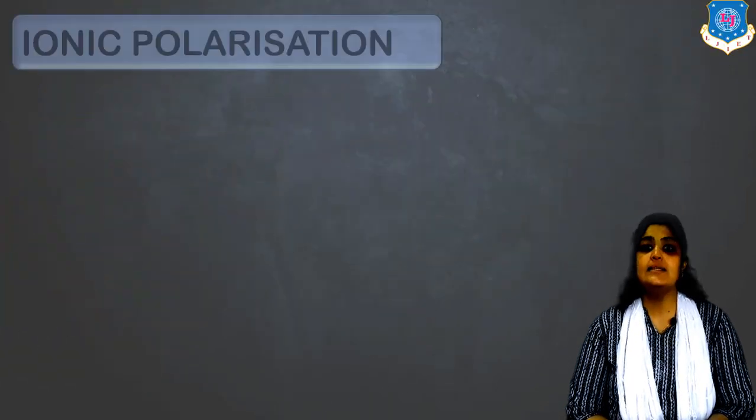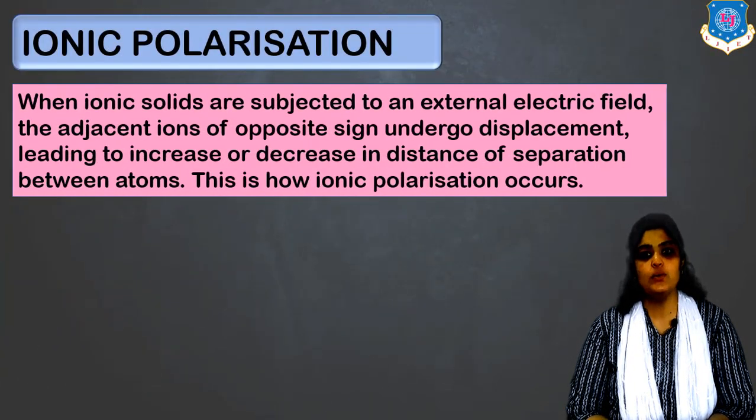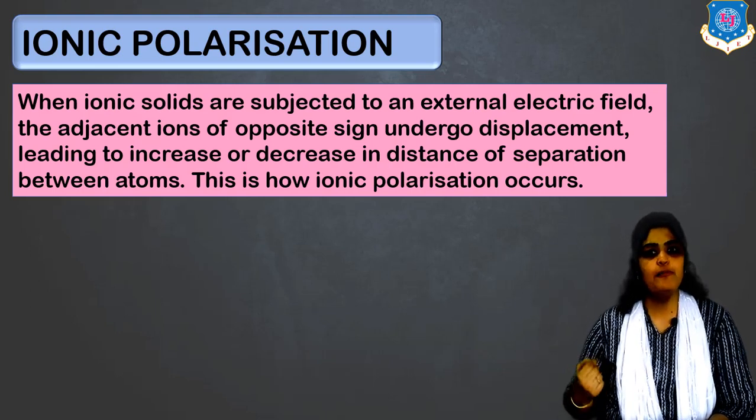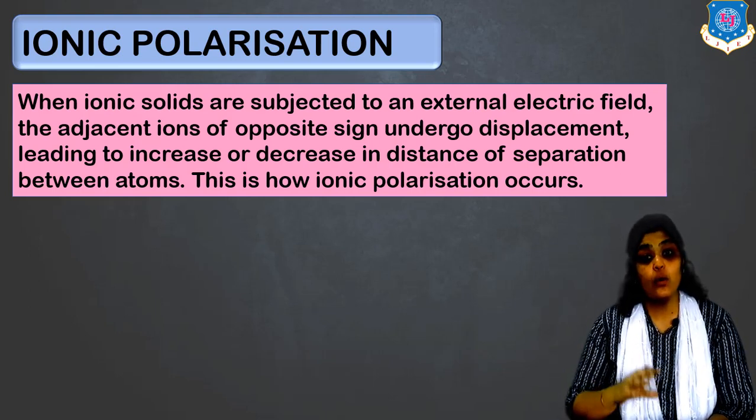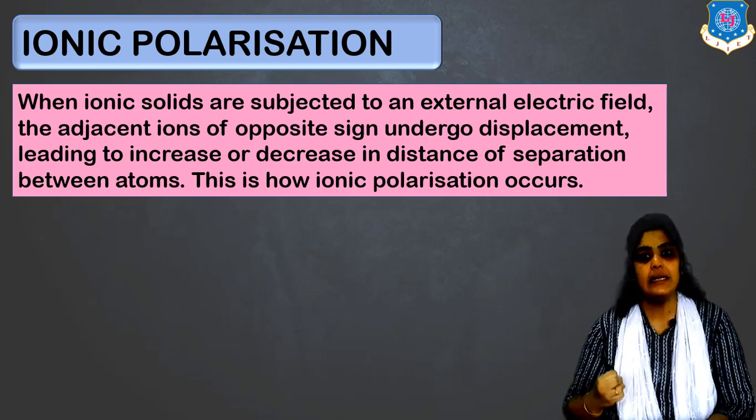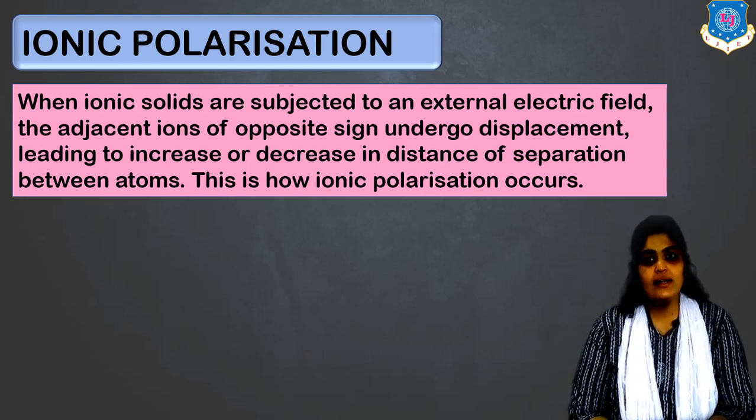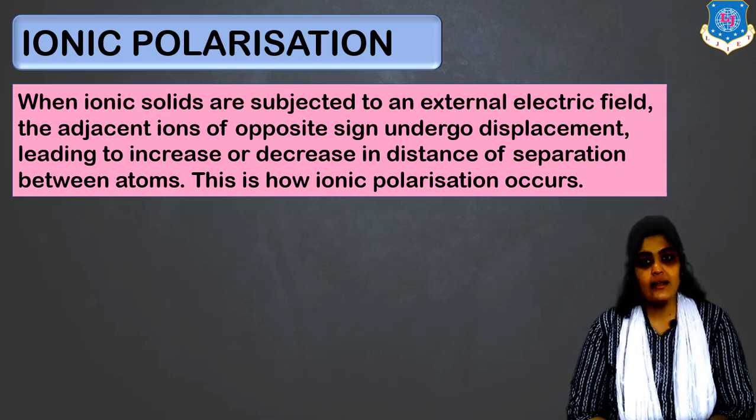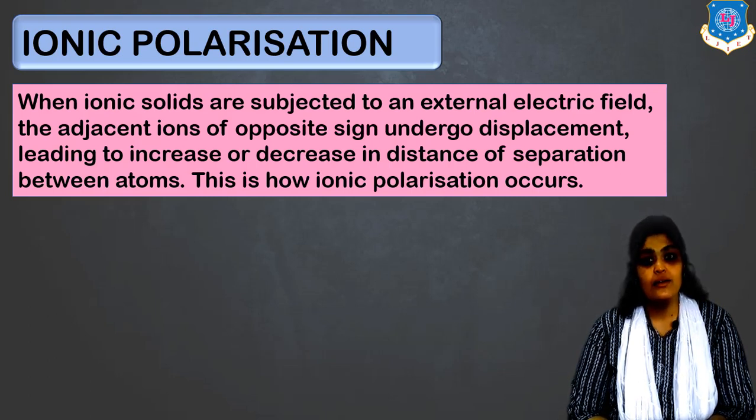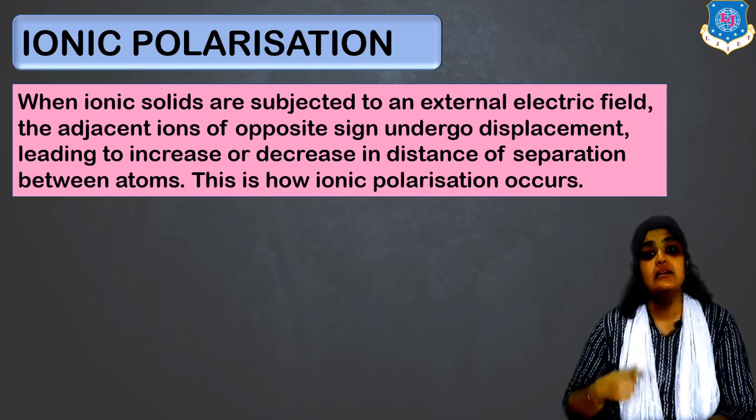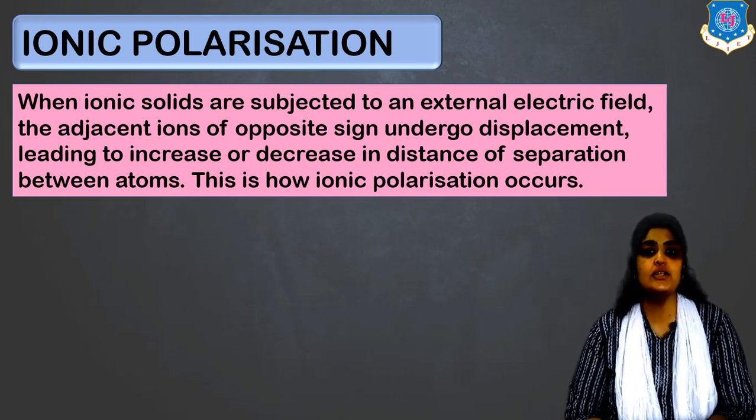Now let's understand the second type of polarization, which is known as the ionic polarization. Now this is a particular type of polarization which occurs only in some particular materials which are called ionic solids. So when ionic solids are subjected to an external electric field, the adjacent ions of opposite polarity undergo displacement, right? And there is a distance of separation created between them. This is how ionic polarization occurs.